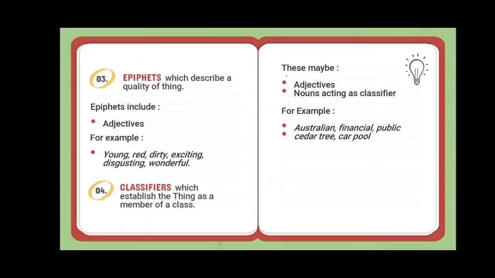And the last one is classifiers. Classifiers establish the thing as a member of a class. It may be an adjective, for example, Australian, financial, public, and nouns acting as classifiers, for example, cheddar cheese and carpool. Example of a sentence: a new classic goldfish on the table that we bought last week.